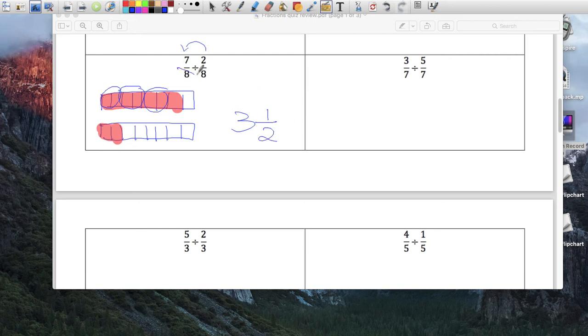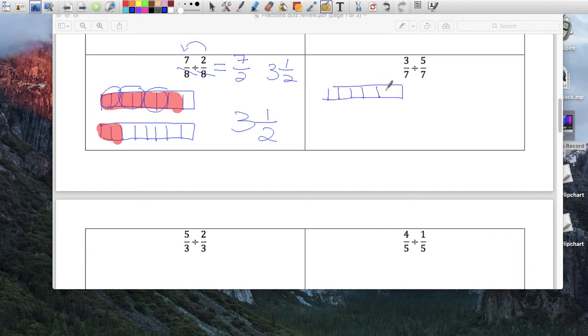Let's see if the other method shows the same. It crosses out. Let's write the top as a fraction. 7 divided by 2, and obviously 2 goes into 7 3 times, 1 left over 2. Next one, 3/7. Let's show what we have.